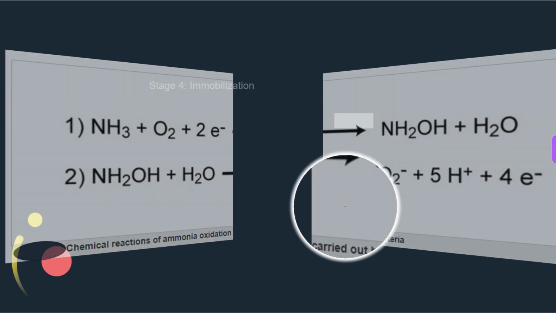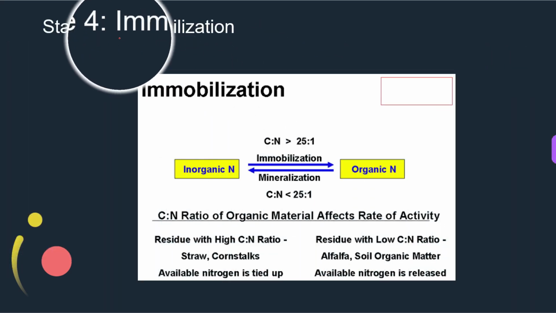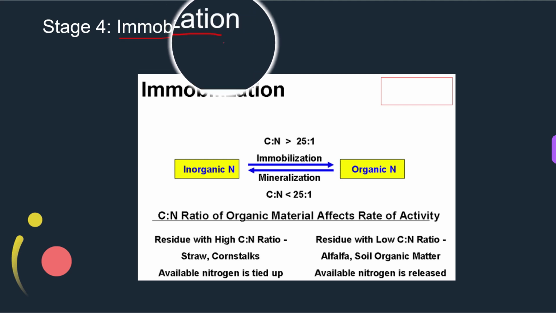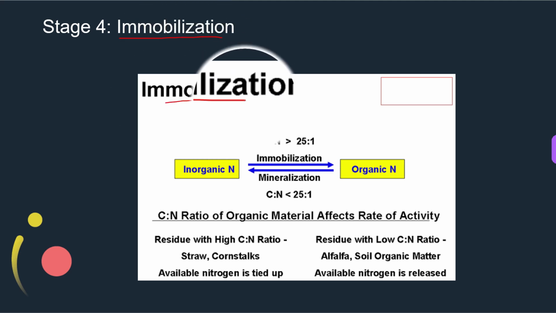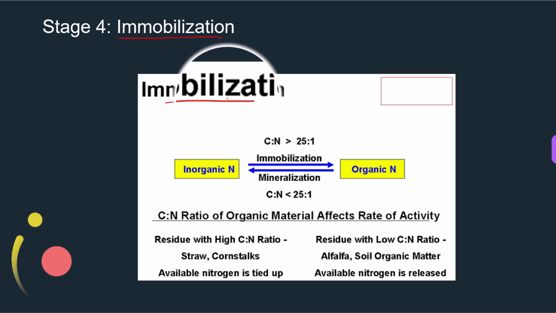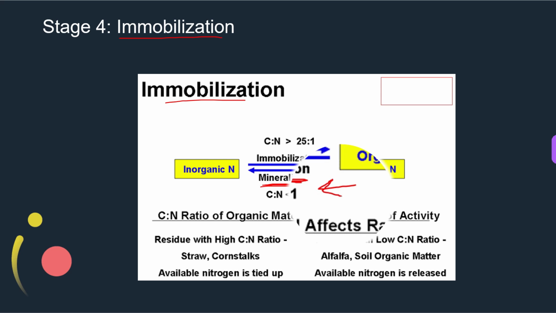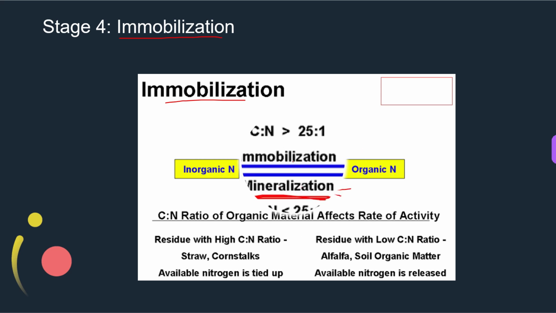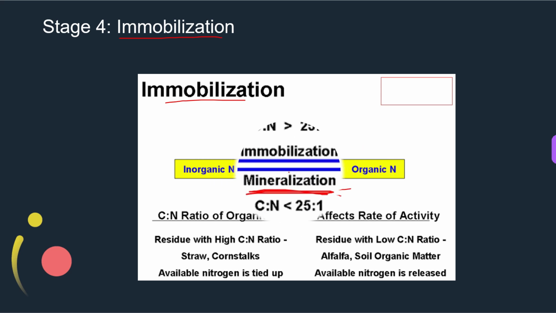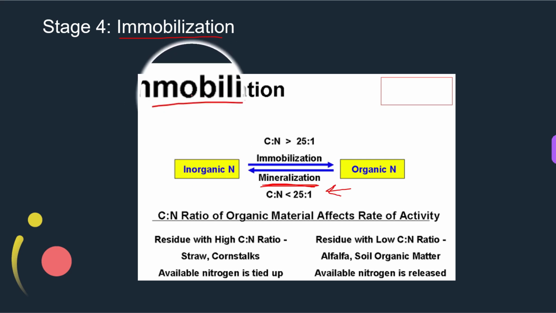Now let's talk about the fourth stage of the nitrogen cycle, that is immobilization. The fourth stage of the nitrogen cycle is immobilization, sometimes described as the reverse of mineralization. These two processes together control the amount of nitrogen in the soil. Just like plants, microorganisms in the soil require nitrogen as an energy source.